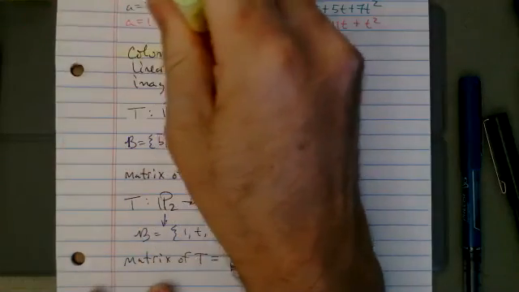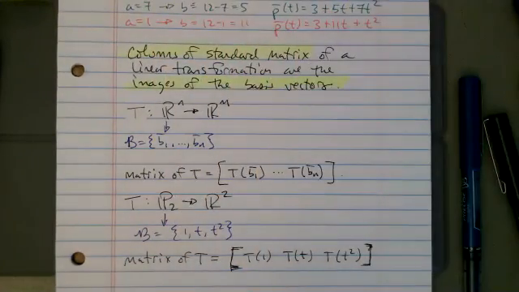The columns of the standard matrix are the images of the basis vectors.